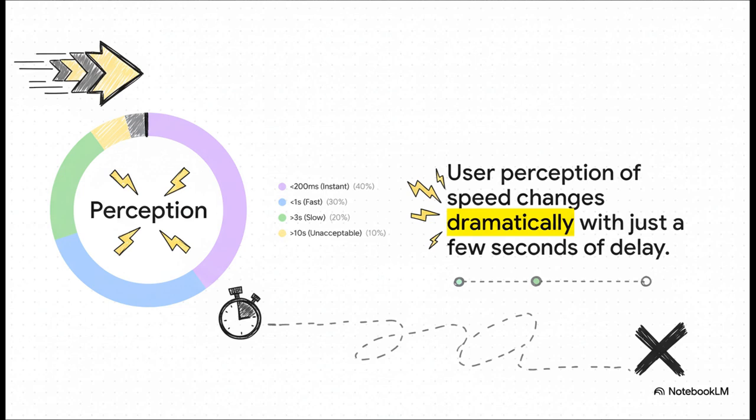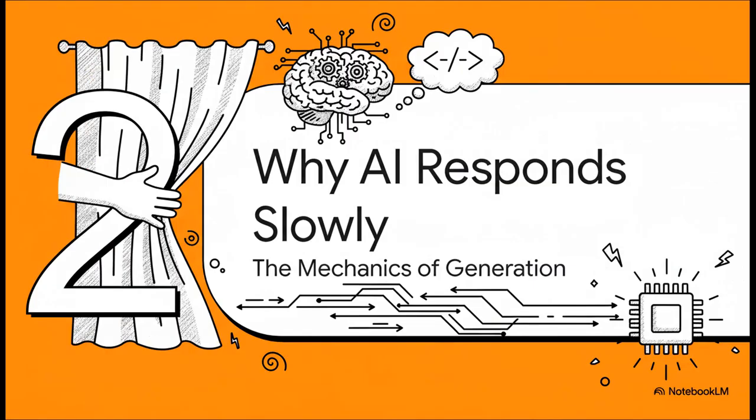But the moment you go past that 3-second mark we just talked about, your app is officially in the slow zone. And 10 seconds? Forget about it. It's unacceptable. The window to feel fast is just razor thin. So, to fix this, we first have to understand what's actually causing the delay.